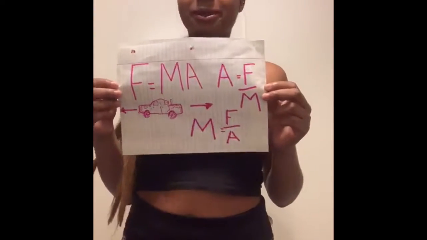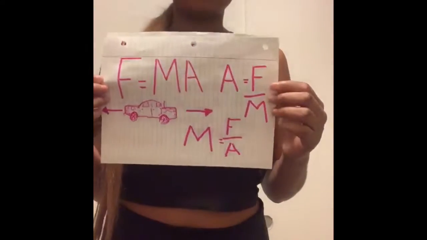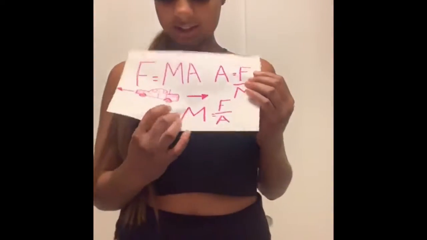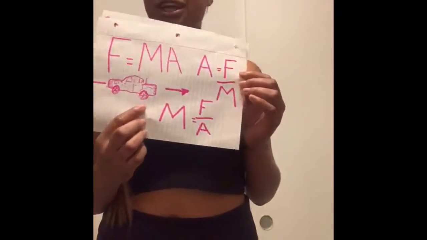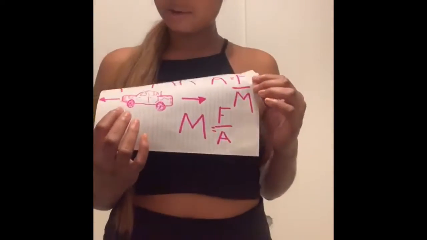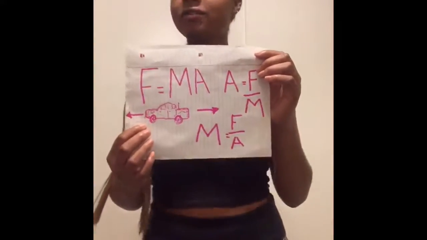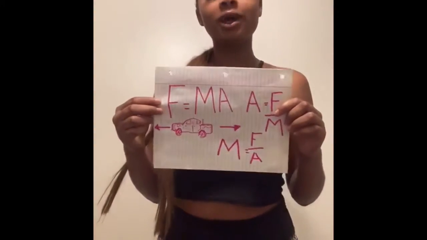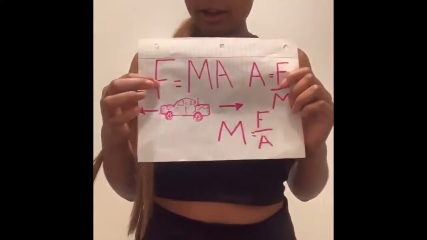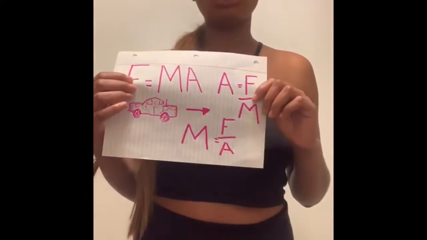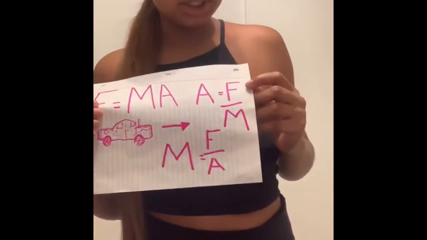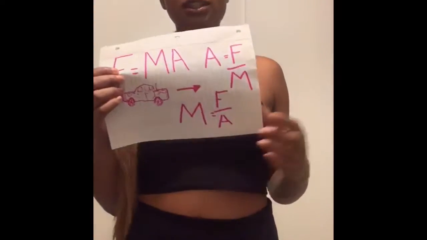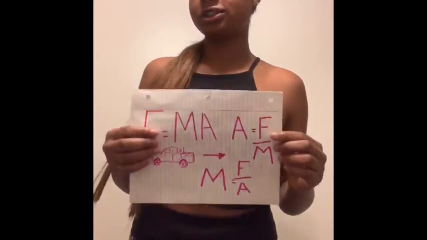On this segment, we will be talking about Newton's second law of motion, which states that the acceleration of an object is directly proportional to the net force acting on it and inversely proportional to the mass of the object. So the equation for this second law is force equals mass times acceleration. It could also be acceleration equals force divided by mass, or mass equals force divided by acceleration.